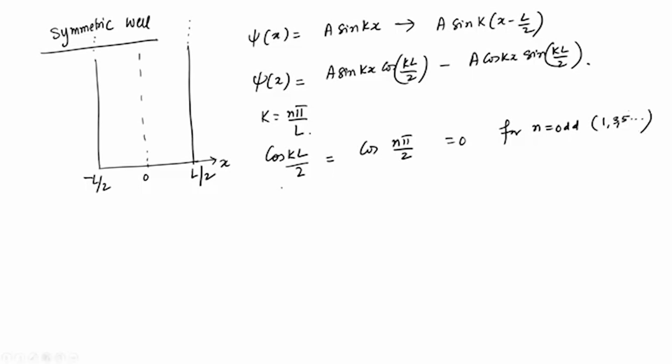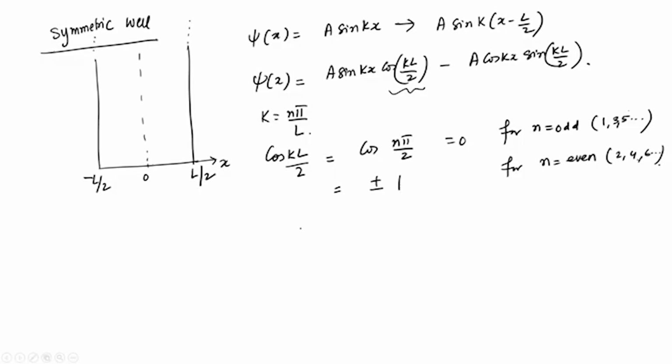And similarly for the other one, so this is for the first term. For the second term also, kL by 2, which is sin(n pi by 2). Now, this is also true that this is equal to plus minus 1 for n to be equal to even, okay, which means 2, 4, 6 and so on.